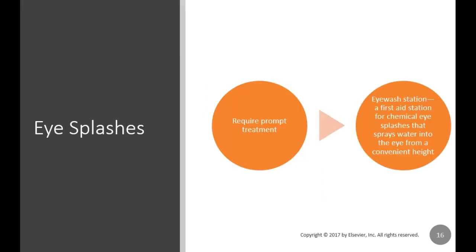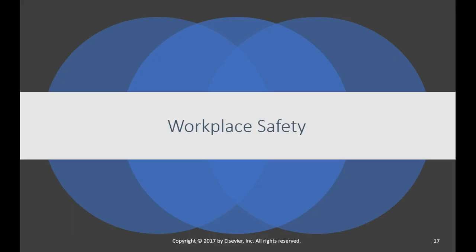So eye splashes, you need to get prompt attention to it. So usually there's an Eyewash Station. If there's potential exposure to the eyes, it's required by OSHA that there's an Eyewash Station. So it's a first aid station for chemical eye splashes that sprays water into the eye at a convenient height. Typically it's the height of a water fountain, and it has 2 different water nozzles. You turn it on like a water fountain and it rinses the eyes.